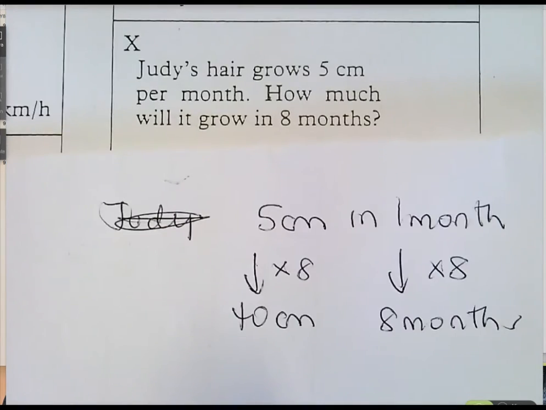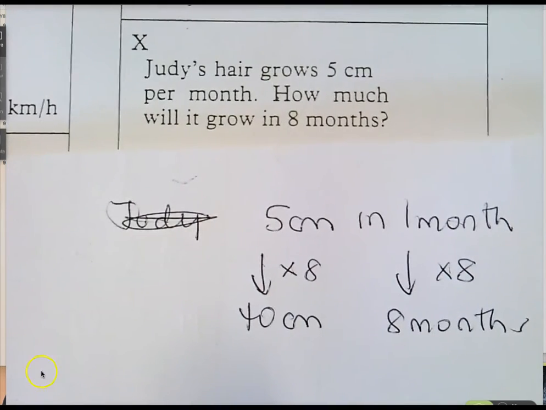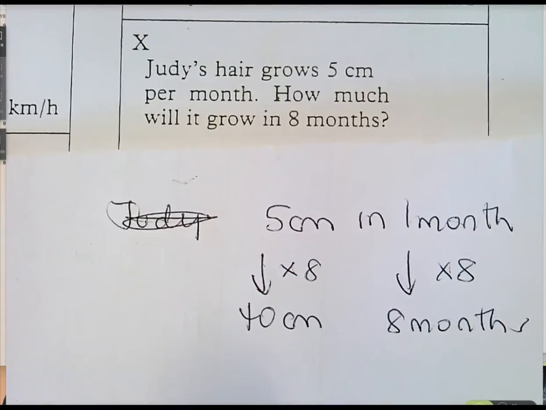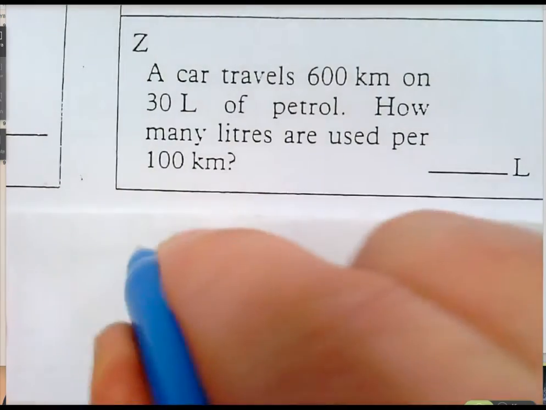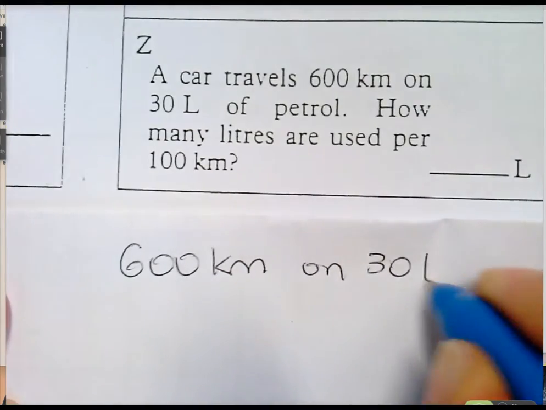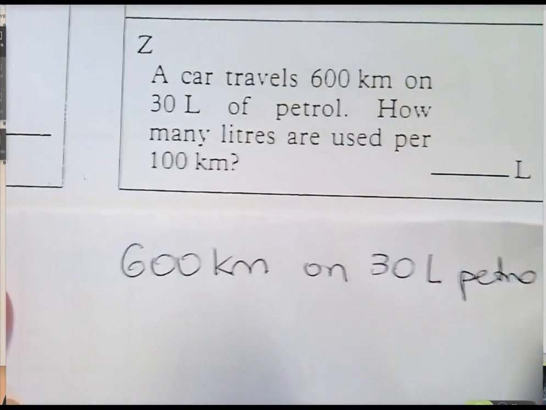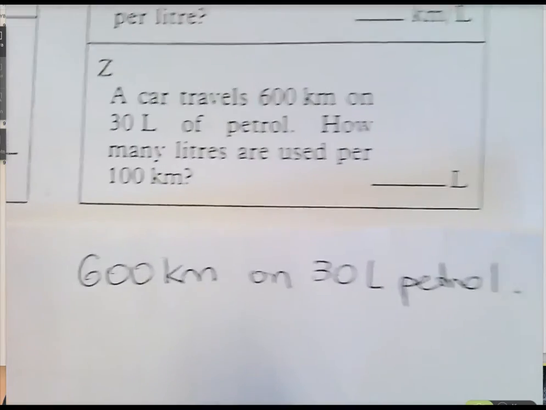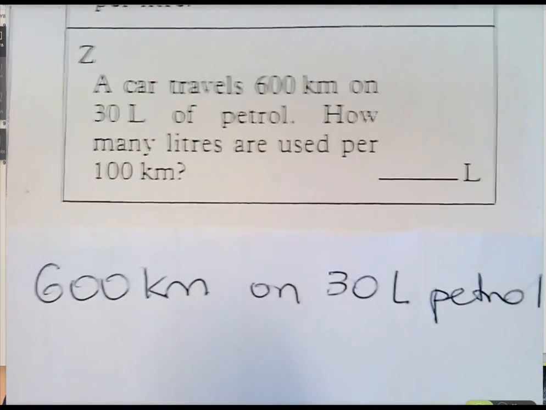I found this book. Oh, see it. 600 kilometers. So 600 kilometers on 30 litres of petrol. Geez, that's a good car. Wow. My car won't even do 300 kilometers on 30 litres.